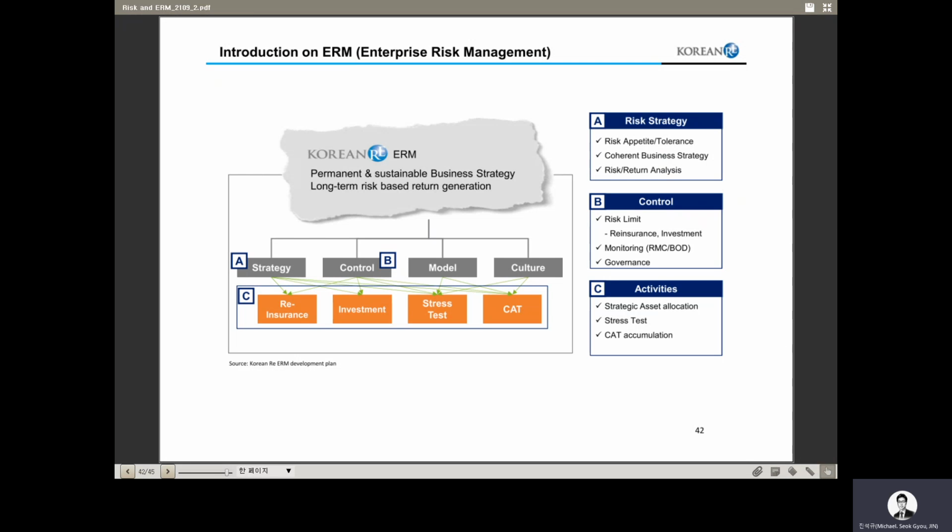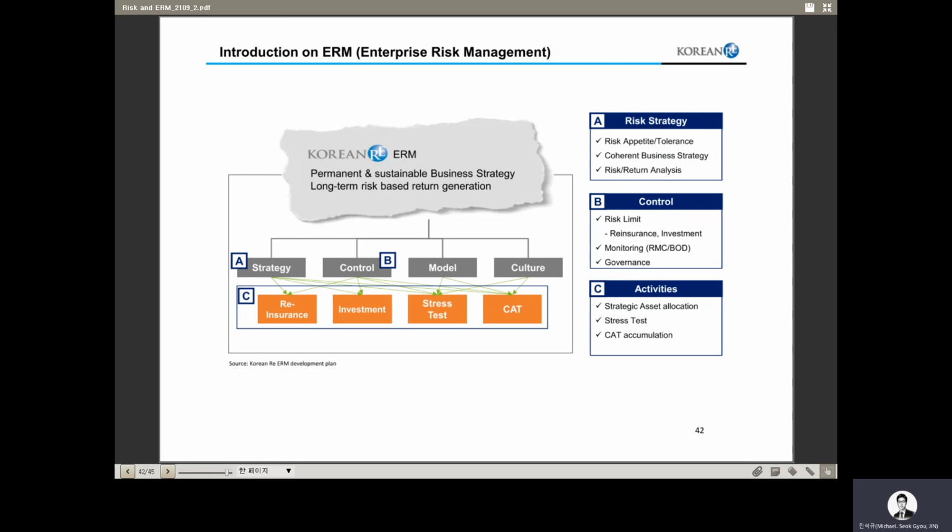For the risk strategy, we have strong risk appetite and tolerances as shown earlier, and we also have a coherent business strategy following this risk appetite and tolerances. And then we analyze our risk and return quarterly and annually to pursue this strategy. For the control, we have risk limits annually in reinsurance and investment and monitor on a quarterly basis. And by using governance structures, we strictly monitor and control those activities.